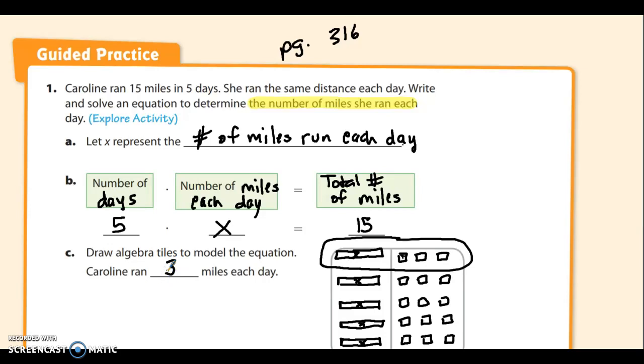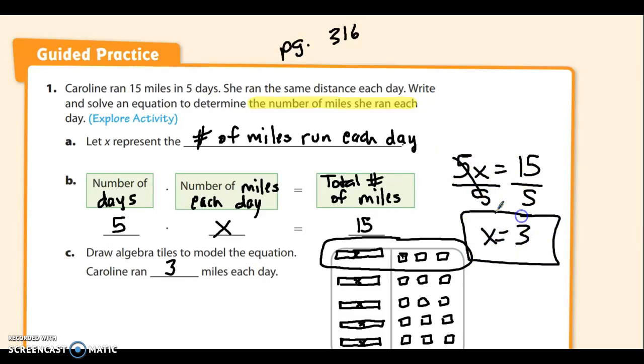And you knew that too, because if you did 5x equals 15, if you divide by 5, you get x is equal to 3. The answer is x equals 3. Okay, let's move on.